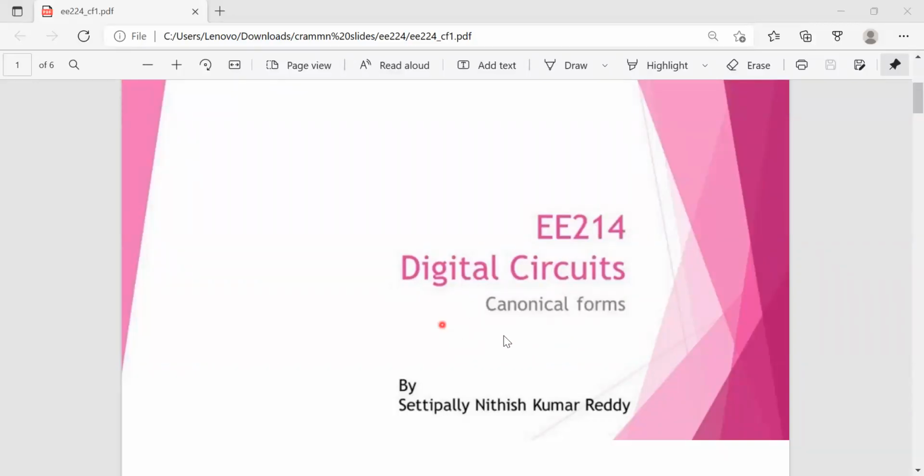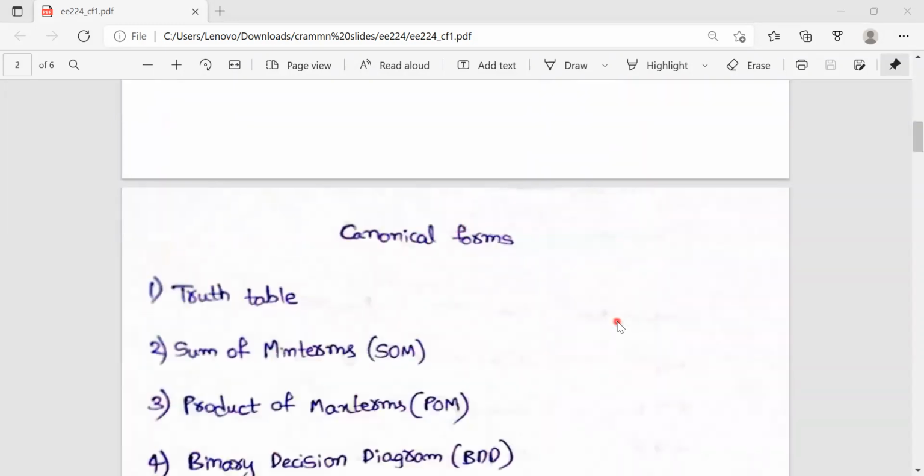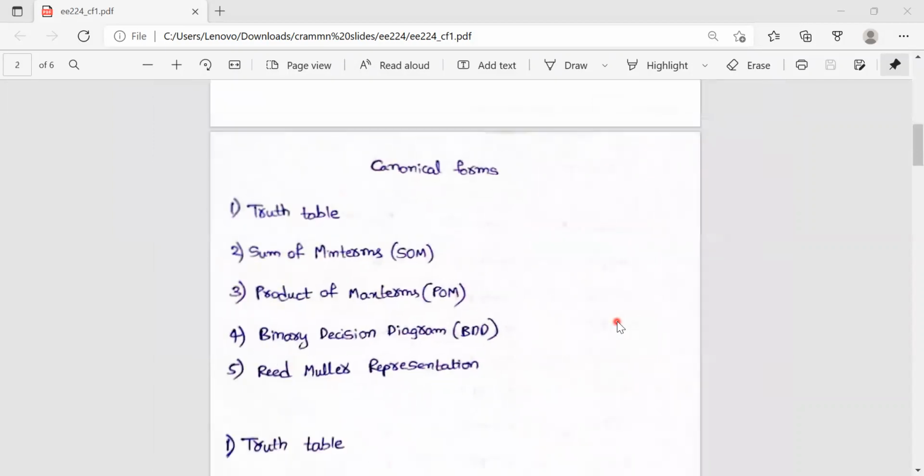Hi, in this video we are going to discuss canonical forms. In the last class we were able to discuss Boolean algebra and different theorems and postulates. We can solve any expression and we can form any function using Boolean algebra.